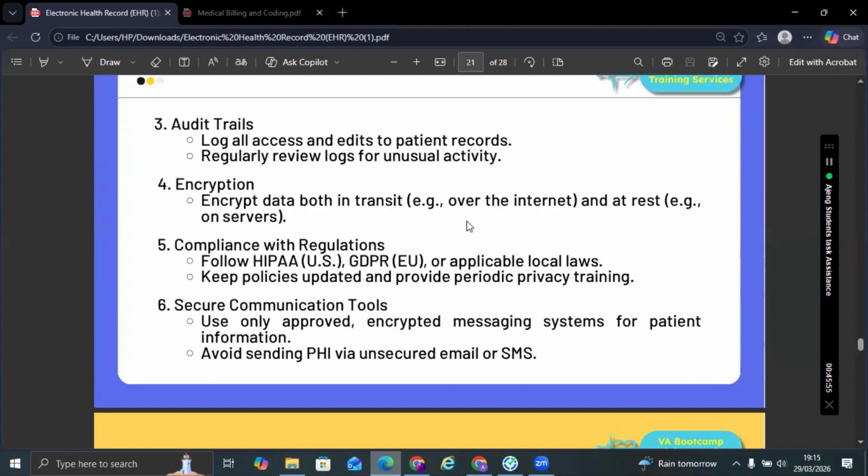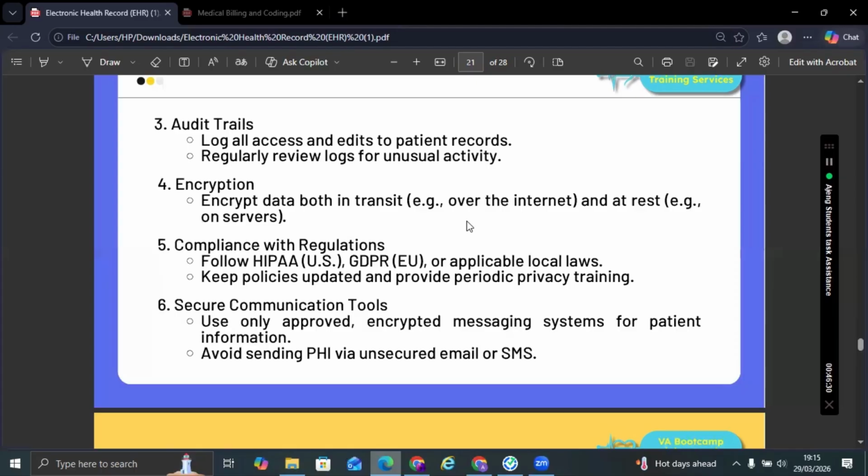Okay, audit trails is a log of all access and edits to a patient record. Regularly review logs for unusual activity. Then encryption. It encrypts data both in transit and at rest. Next, compliance with regulation. Follow HIPAA and then GDPR for Europe and applicable local law. Keep policy updated and provide periodic privacy training.